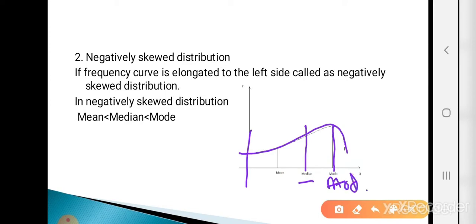Now the last, mean. Here the frequency curve is elongated to the left side, so mean is situated to the left side. So mean is here. This one is the x-axis and this one is the y-axis. So here the mode has the maximum value: mode is greater than median, greater than mean. So in negatively skewed distribution, mode has the maximum value.